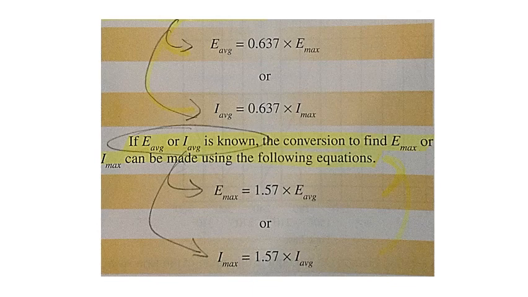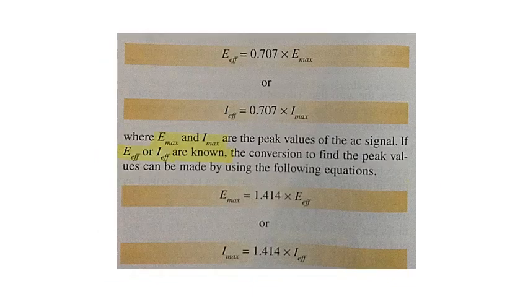If E average or I average is known, the conversion to find E max or I max can be made using the equations shown at the bottom. A more useful alternating current value is the effective value. The term effective value comes from scientists finding the AC heating effect equivalent of a direct current.